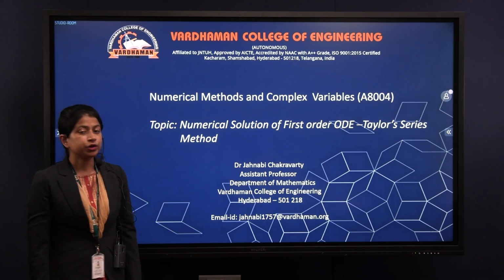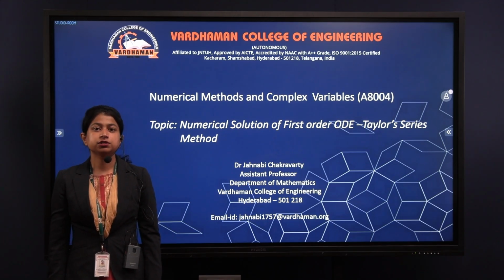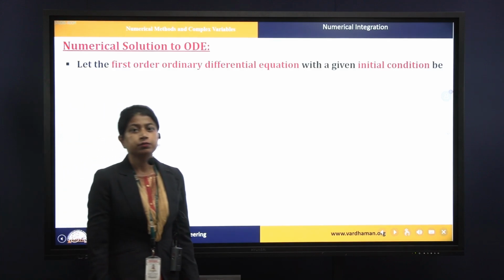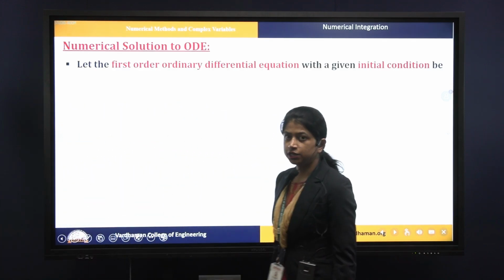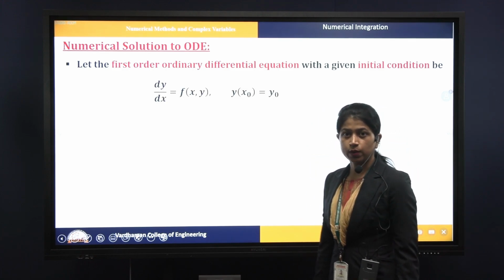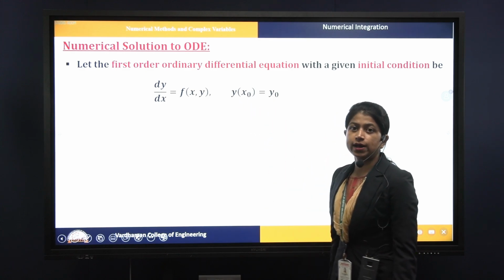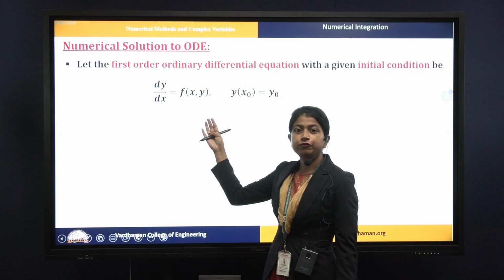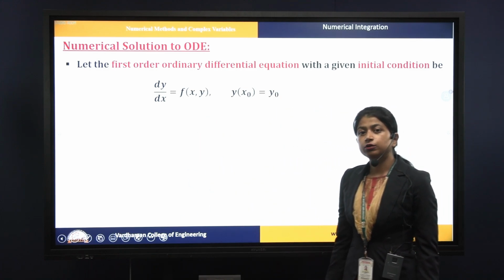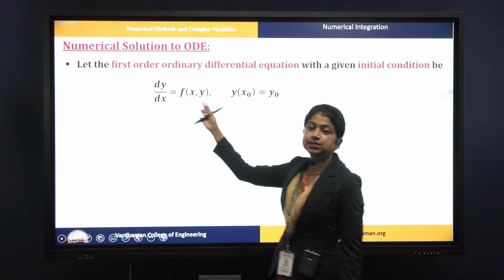Today in this video, I am going to discuss how to find the numerical solution of first order ODE using Taylor series method. First of all, we will consider the first order ordinary differential equation of the form dy by dx is equal to f of x comma y with the initial condition y at x naught is equal to y naught. Sometimes to solve this kind of first order ordinary differential equation analytically it is difficult. So we can use numerical methods to find an accurate approximation of this kind of system.